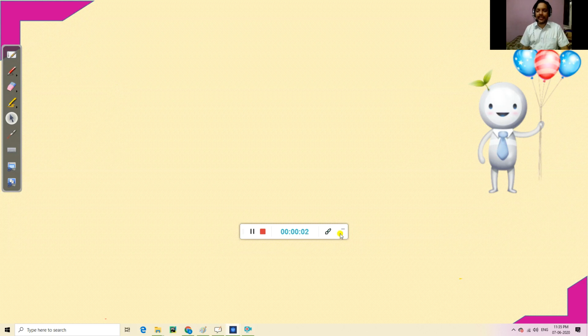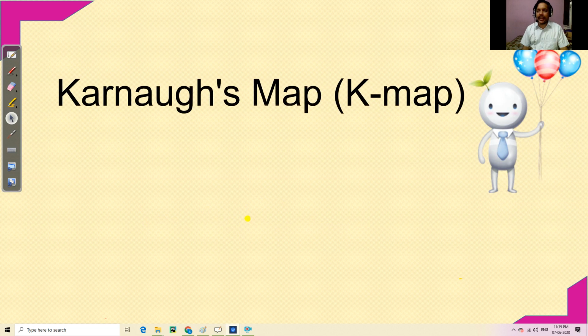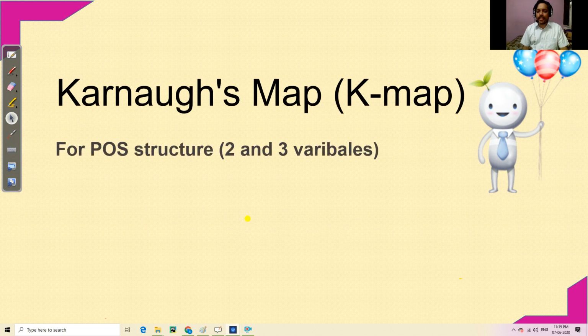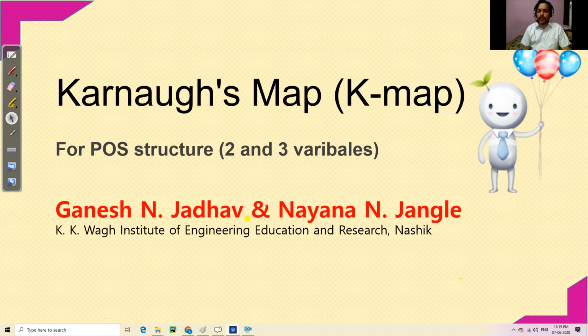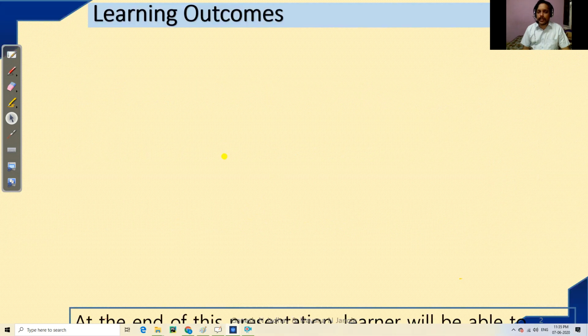Hey, hi everyone. Let's discuss the Karnaugh map technique for POS structure with 2 and 3 variables. Okay, myself Ganesh, I'm going to present the K-map for the POS structure with 2 and 3 variables.